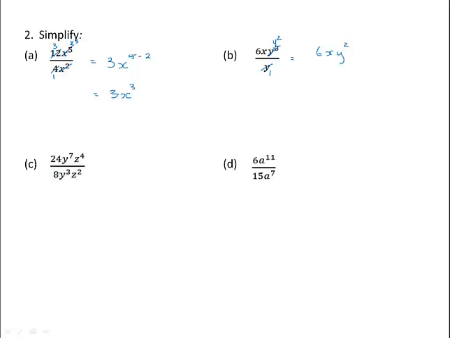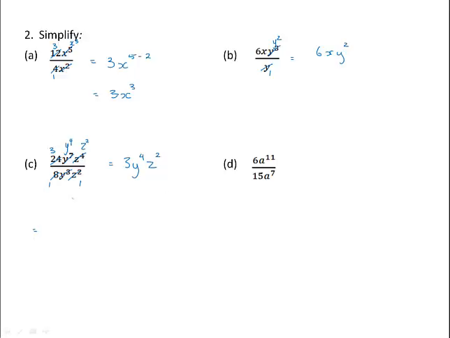In this expression, 8 goes into 8 once and into 24 3 times. We then have y cubed and y to the 7, which leaves us with y to the power 4. And we can simplify the z to the power of 4 with the z squared in the denominator. So that goes into once, and it goes into it, leaving z squared. So our answer would be 3y to the 4 z squared.